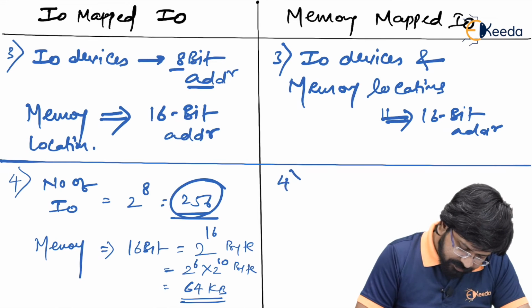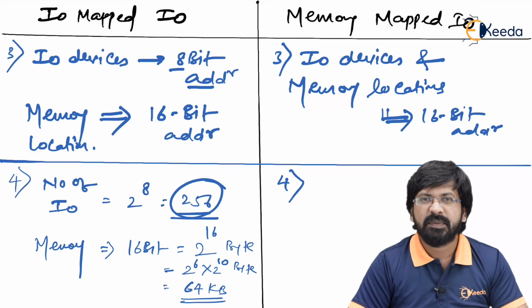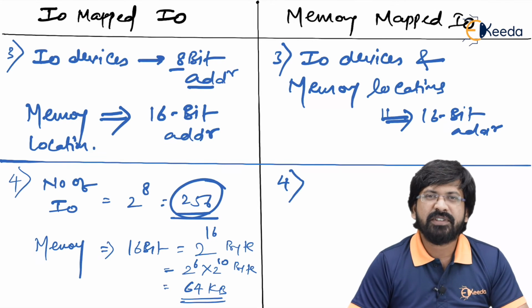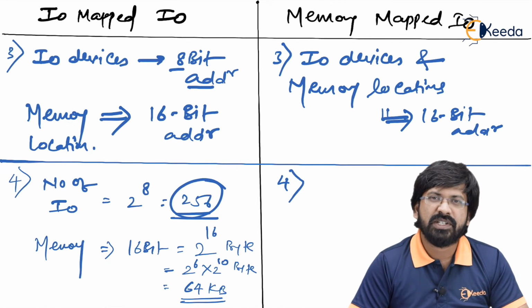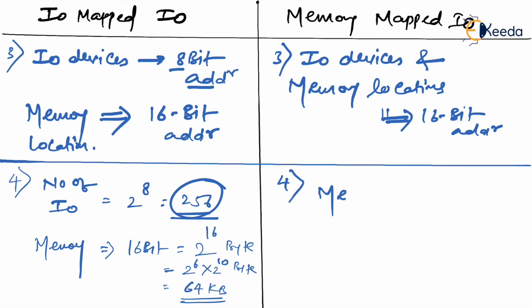Over here, now the problem is you cannot have 64 KB memory. Reason, because some of the addresses will be taken by IO devices which are also 16-bit in size. That's the reason why I would say memory plus IO will be total inside 64K.